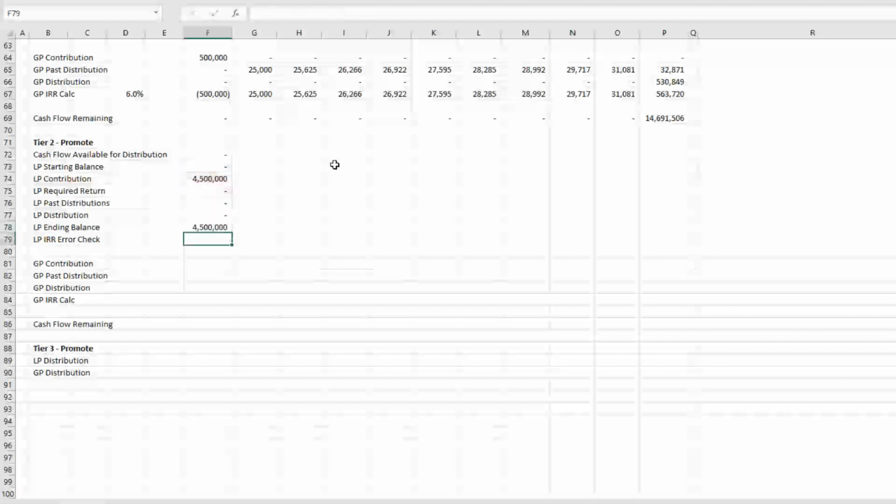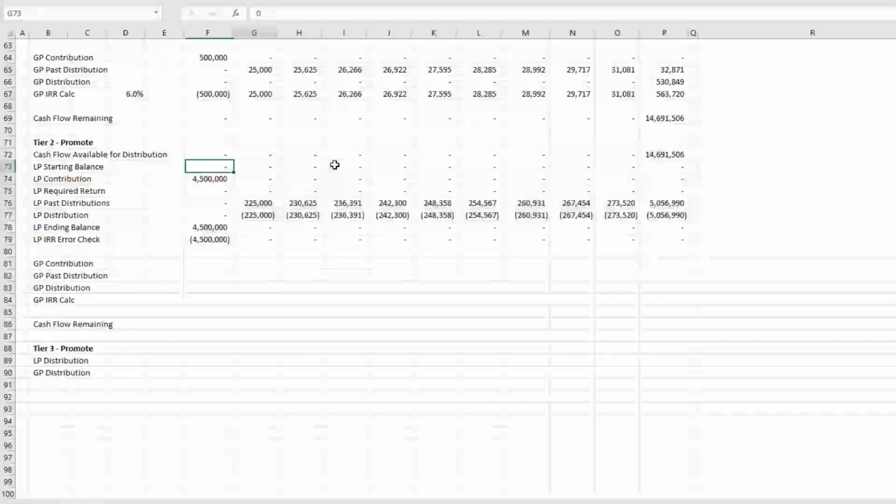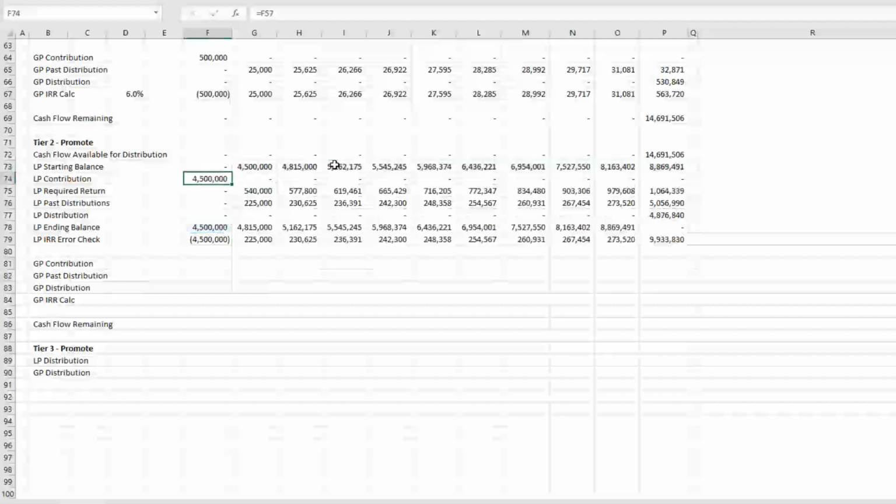And we can do our LP cash flow in this tier equals negative contribution plus past and present distributions. Fill this out to the right. Complete our starting balance equals ending balance of the previous period. And if we did this correctly, cross our fingers, it should be a 12. And it is, okay? We have distributed, or will need to distribute, $4.876 million in addition to what was already distributed in the first tier in order to hit now a 12% IRR for the LP.